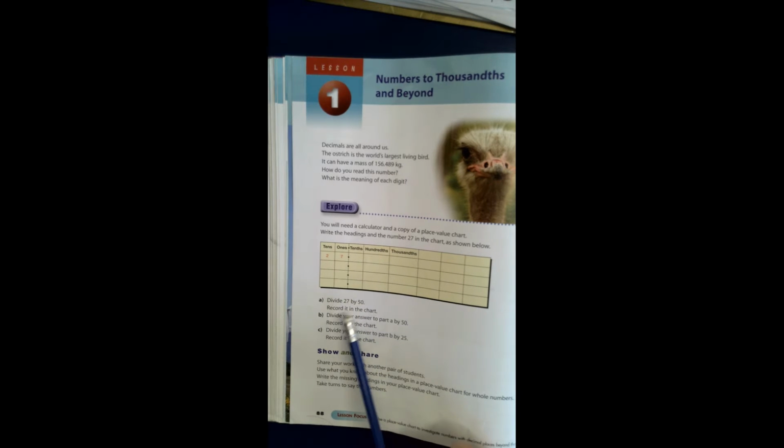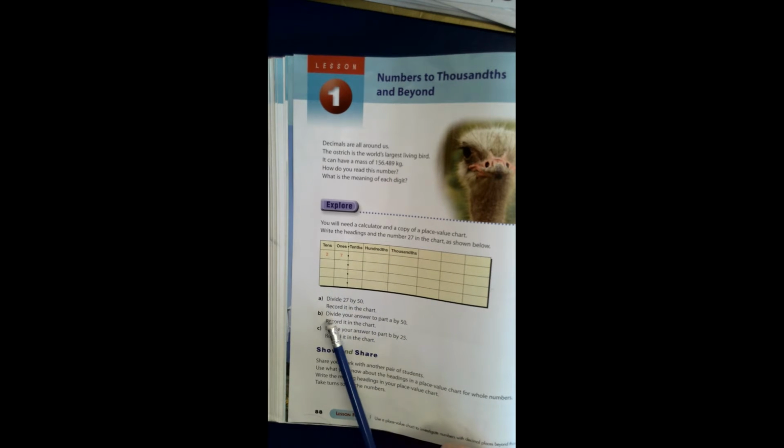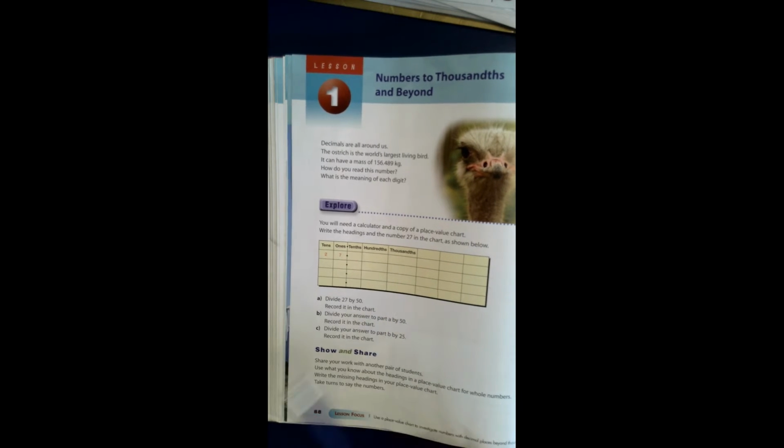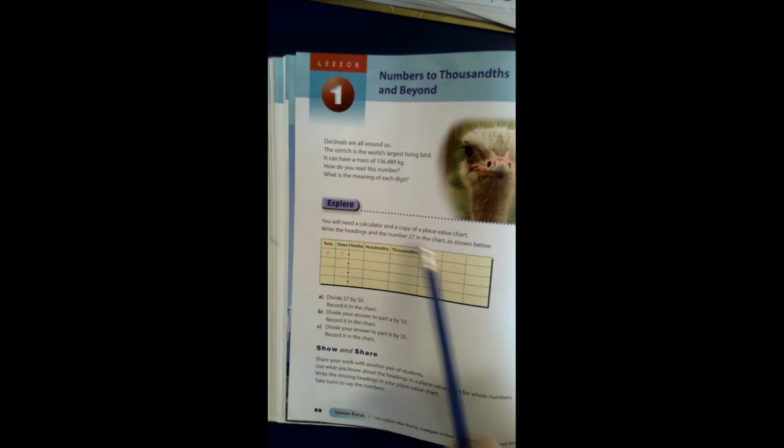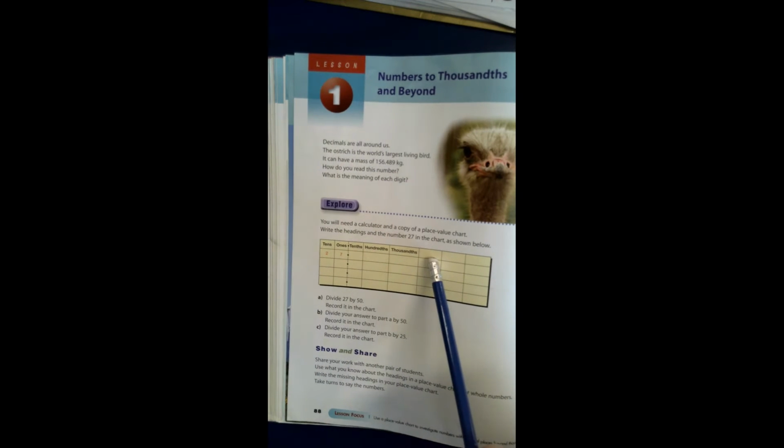Record it in the chart. Divide your answer to part A by 50. Record it in the chart. It is really important that you have a calculator to do this because we have not learned how to do this mentally, and sometimes there are appropriate times to use a calculator, and this would be one of them. Divide your answer to part B by 25 and record it in the chart. So exactly as you see it on your calculator, record it here in this chart, okay?